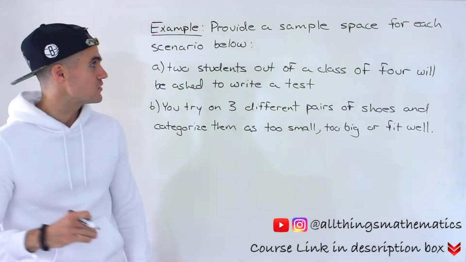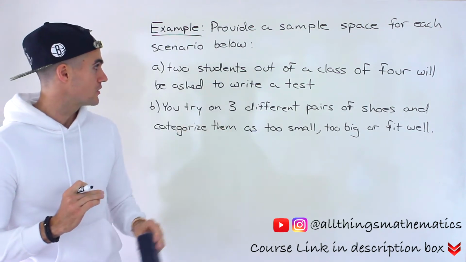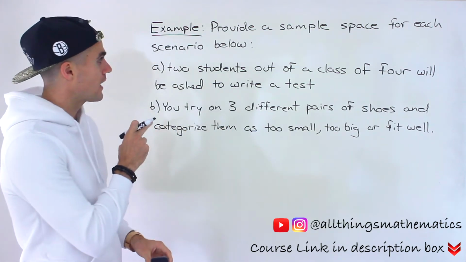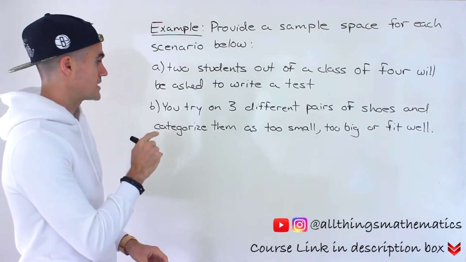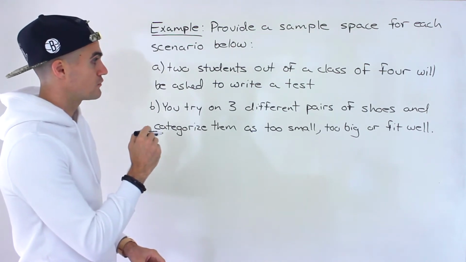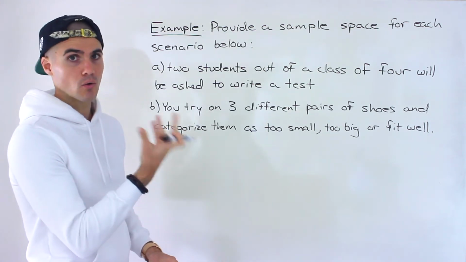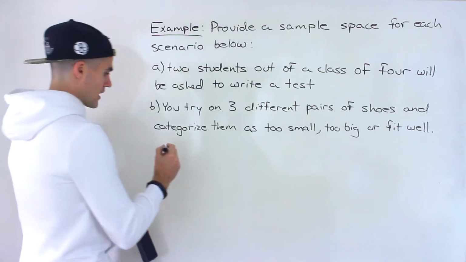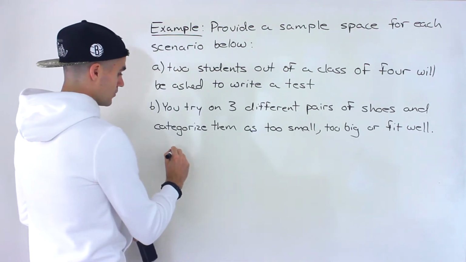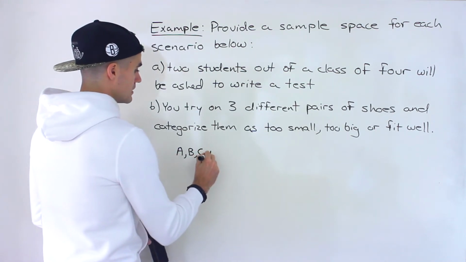Patrick here. Moving on to the next example, we have to provide a sample space for each of these scenarios here. So scenario A, 2 students out of a class of 4 will be asked to write a test, and then part B, you try on 3 different pairs of shoes and categorize them as too small, too big, or fit well. So let's start off with part A, and let's label these 4 students as A, B, C, and D.